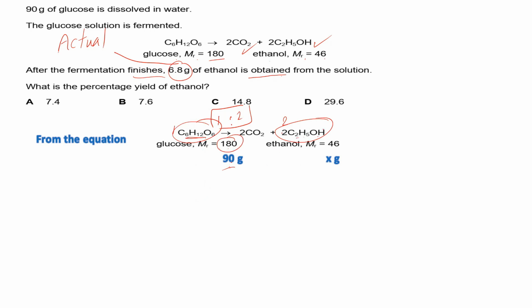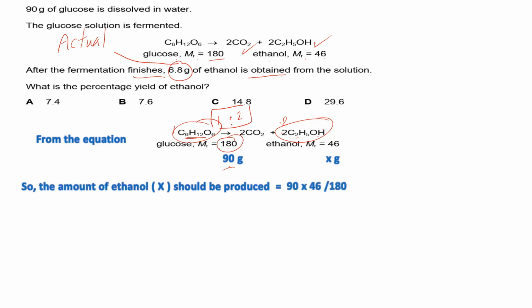Now we used up 90 gram, which equals half a mole, so we obtain 1 mole of ethanol. What about X gram, the mass of ethanol produced, by cross multiplication? 90 times 46 divided by 180 equals 23 grams. This is the theoretical or calculated yield according to the equation.